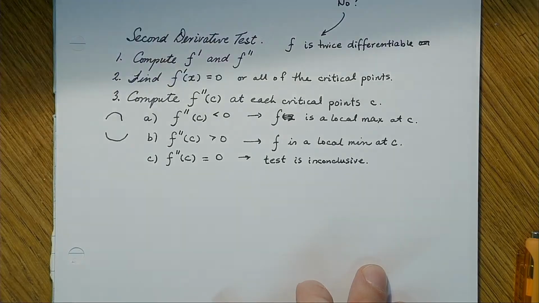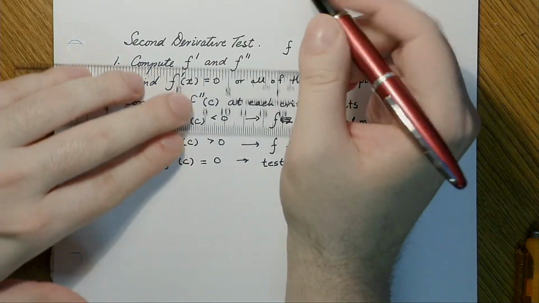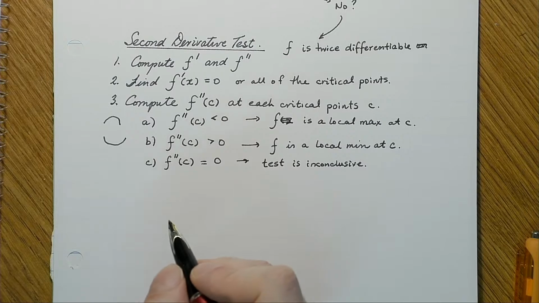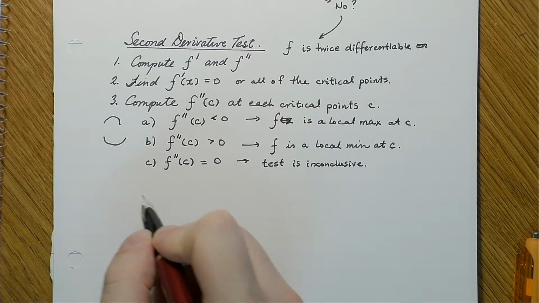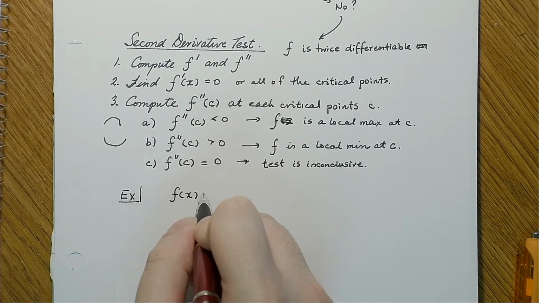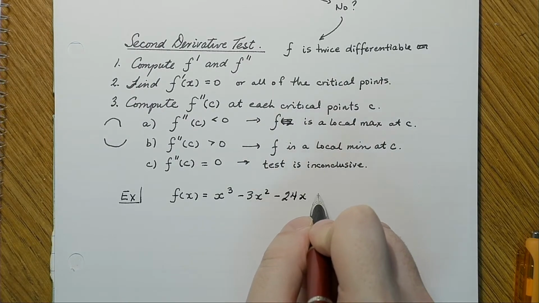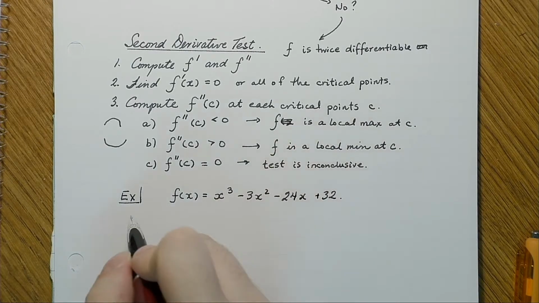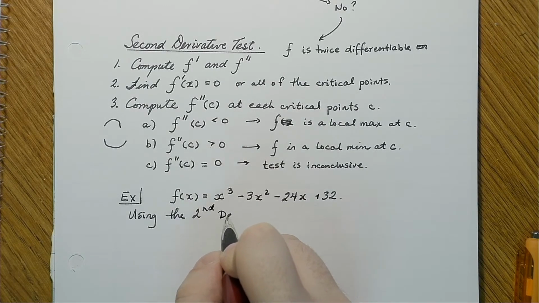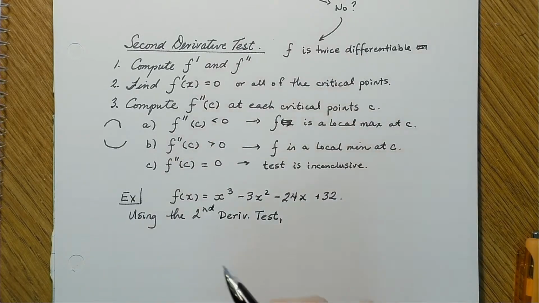Okay, so let's do an example of this. If I have this function, x cubed minus 3x squared minus 24x plus 32, using the second derivative test, I'm going to have to do these three steps.